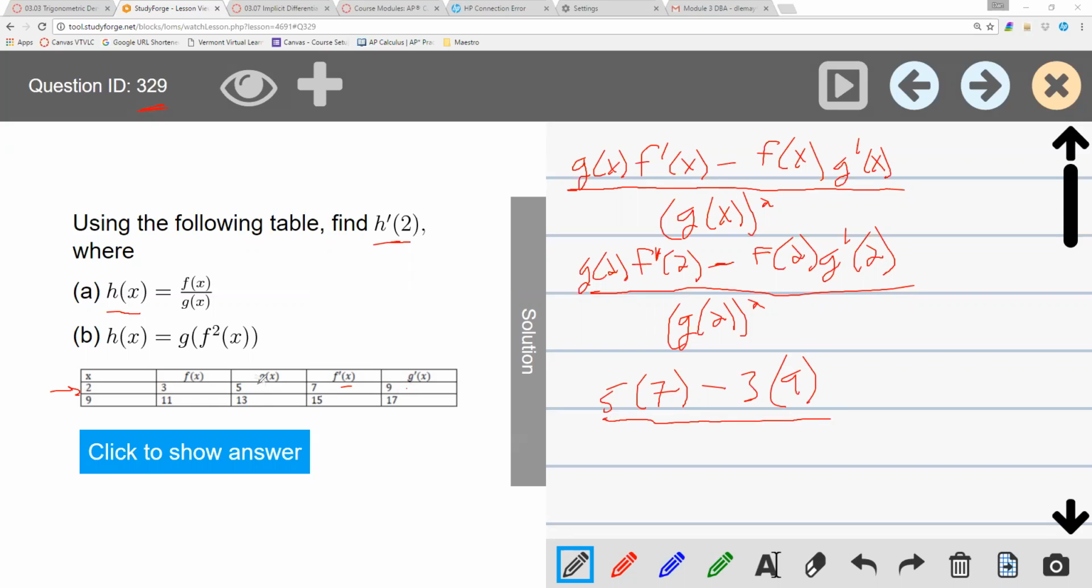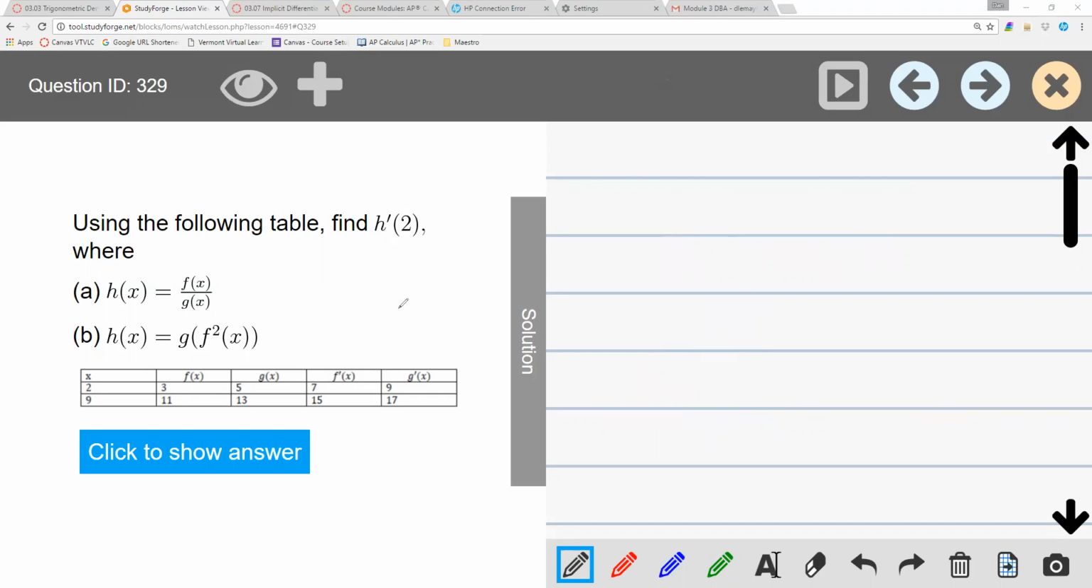So g of 2 is 5, so squared, we get 25. So what are we going to get? We're going to get 35 minus 27, I believe, is, let's see, 3 times 9 is 27, so 8. So 8 over 25 will be the derivative of h evaluated at x equals 2. Okay. So then, let me clear it. We'll try that second one.